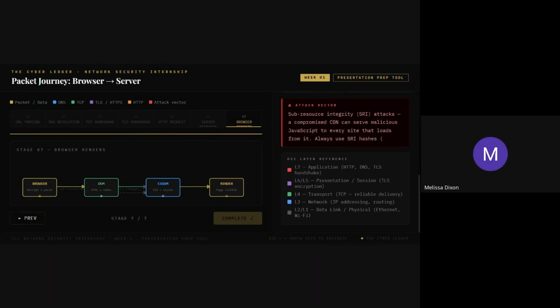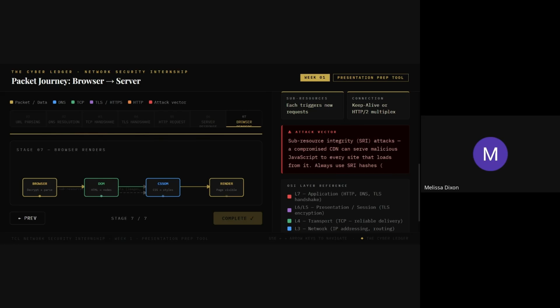So that's, oh, and then, yeah, the attack vector is the sub-resource integrity. So SRI attacks are a compromised CDN can serve malicious JavaScript to every site that loads from it. So the way around that is always use SRI hashes, in other words.